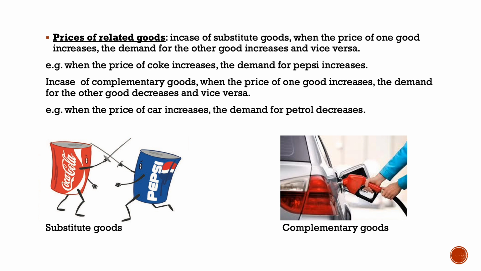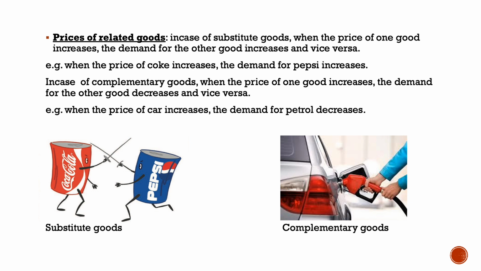So let's see what is the explanation of the price of related goods. In case of substitute goods, when the price of one good increases, the demand for the other good increases and vice versa. Now what do you mean by this? If the price of cola, that is Coke, increases, people will buy less of Coke and will move their demand towards buying Pepsi, and that's why the demand for Pepsi will increase.